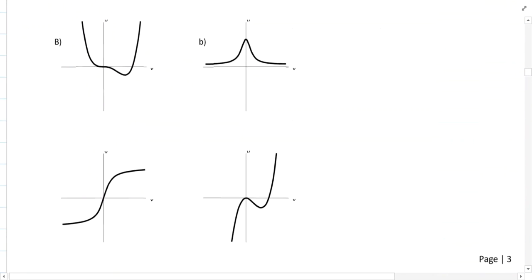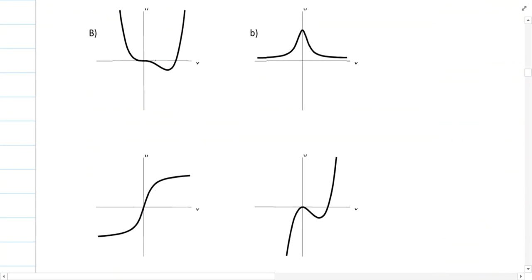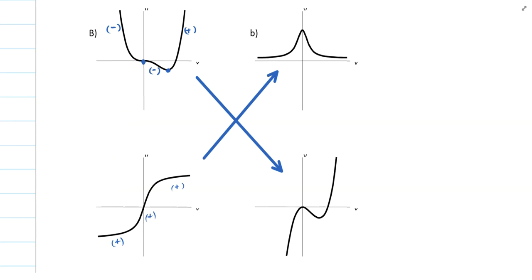So go ahead and try these last 2 on your own. Which functions seem to be the graph of these functions' derivatives? You can resume playback in a moment to check your work.